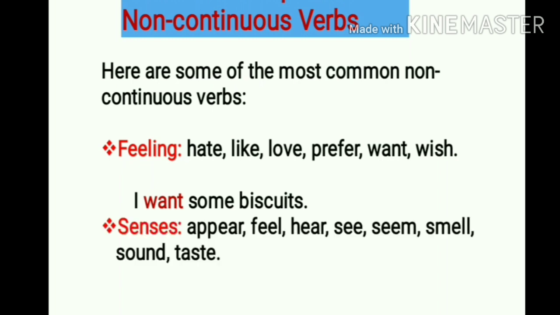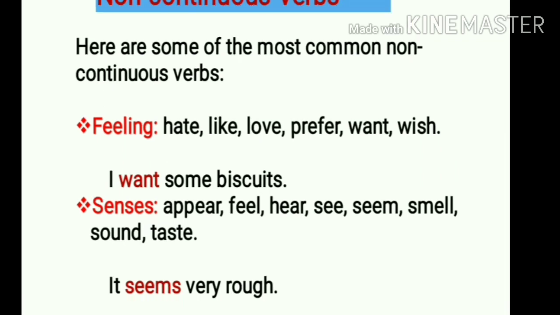Next one. The verbs of senses do not take continuous verbs. These verbs are appear, feel, hear, see, seem, smell, sound, taste. If you are saying it is seeming very rough, that is the wrong statement. Actually, the correct statement is it seems very rough. It is appearing good. Wrong. It appears good.